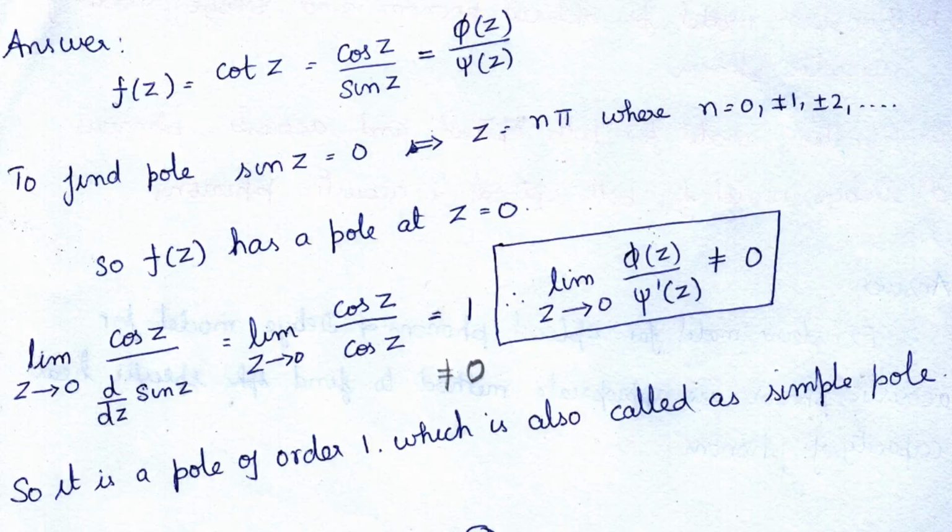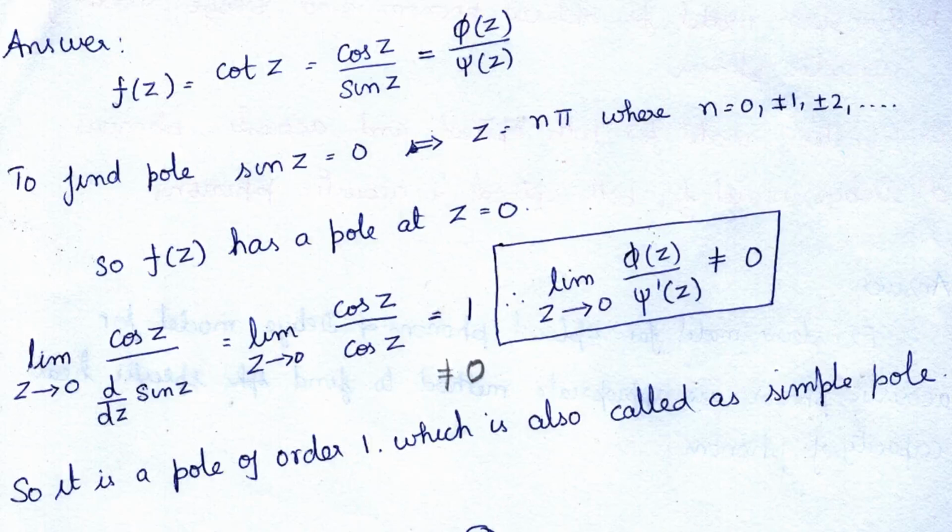So the given function f of z is equal to cot z, that is cos z divided by sin z. We assume cos z as phi of z and sin z as psi of z. So to find the pole we equate the denominator sin z is equal to 0. So we will be getting z is equal to n pi, where n goes as 0, plus or minus 1, plus or minus 2 and so on. So the function f of z has a pole at z is equal to 0.